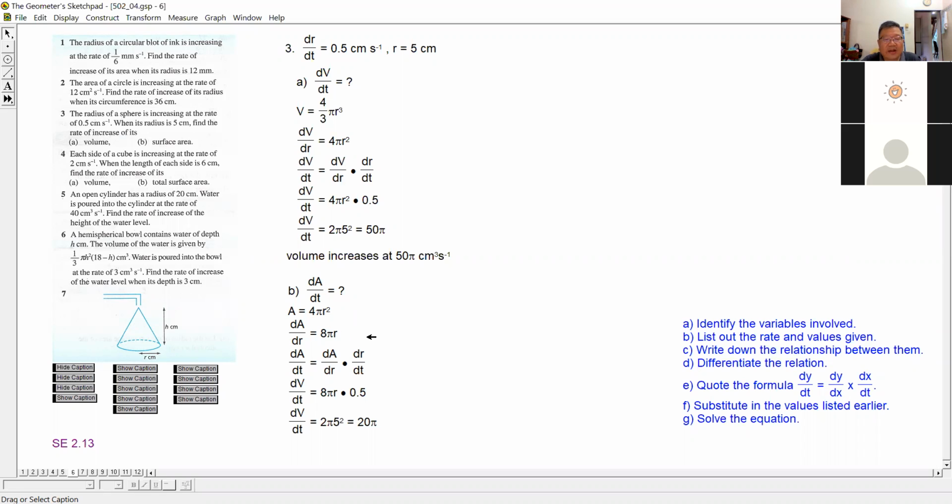Then after differentiating, what is the next step? Write out the formula, the chain rule. For the chain rule, you must know what the variables are. The variables are A and r. So you write down dA/dt = dA/dr times dr/dt. Now you can substitute in. dA/dr is 8 pi r, dr/dt is 0.5. And now you put in the r. After you put in the r, you get the value dA/dt is 20 pi.